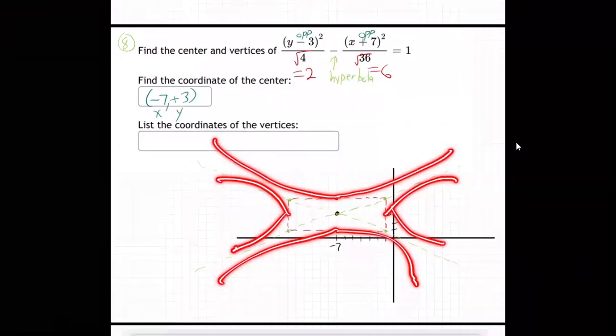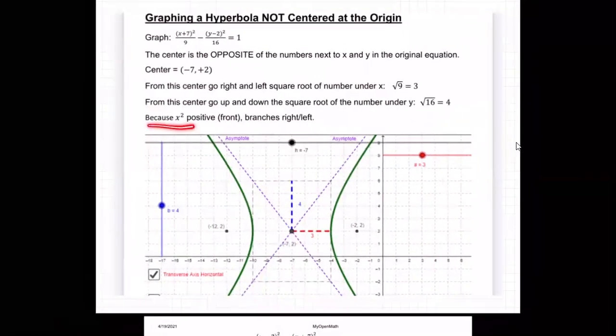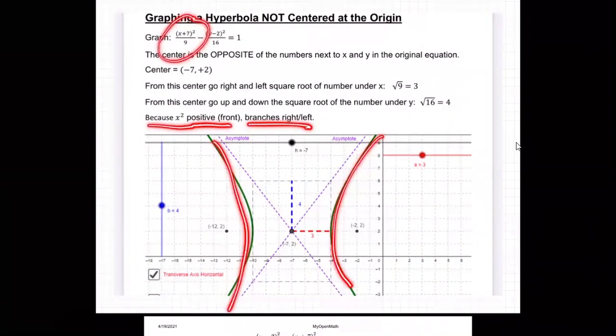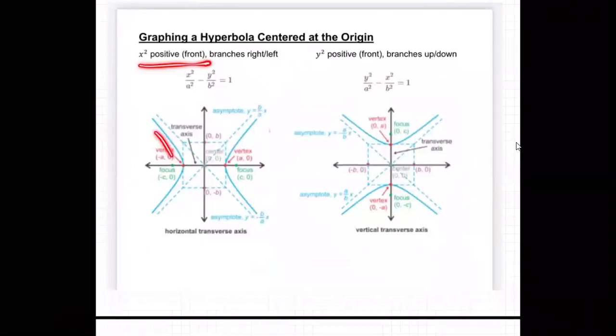How do we know? Well, it's all about what's in front. Like on this one, it says, because x squared is positive in the front, the branches go right, left. So this one had x squared in the front, so the branches go right and left, right? Or this will tell you too. If x squared is positive in the front, again, right, left.